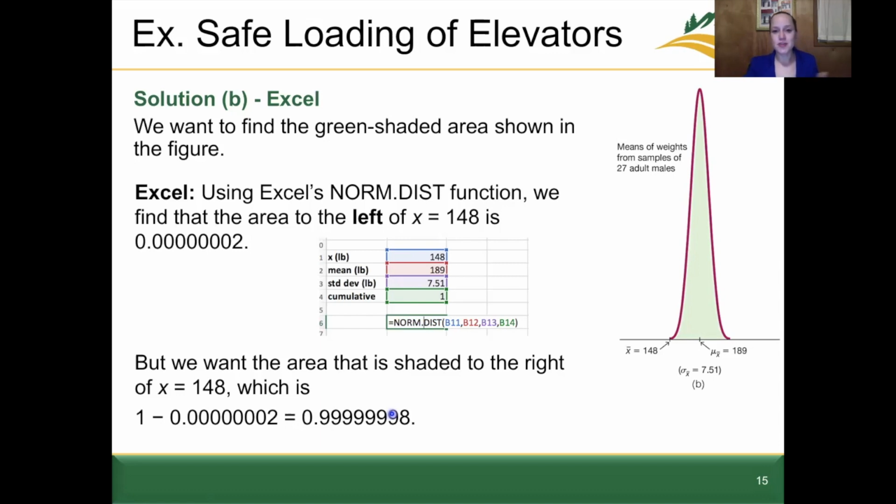Okay, so it's a little bit trickier how we think about this, but just stay organized. I really highly recommend you draw a picture like this to visualize everything. So using Excel, we used our x value. We also used our mean of all the values of x bar. For the standard deviation, we also use the standard deviation of all the values of x bar. Then we use our cumulative area of 1, because this is cumulative area to the left. We did 1 minus that answer to get our true answer.